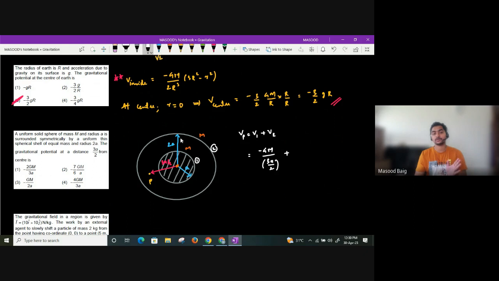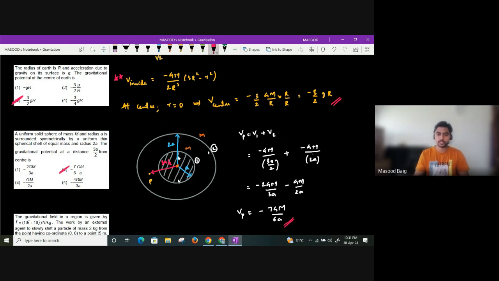Inside the shell, everywhere the potential will remain constant. Because the mass is the same, minus GM divided by its radius. How much is the radius here? 2a. So I'll get it as minus 2GM divided by 3a minus GM divided by 2a. So I'll get this answer as minus 7GM divided by 6a. This is the potential at point P due to the given combination.